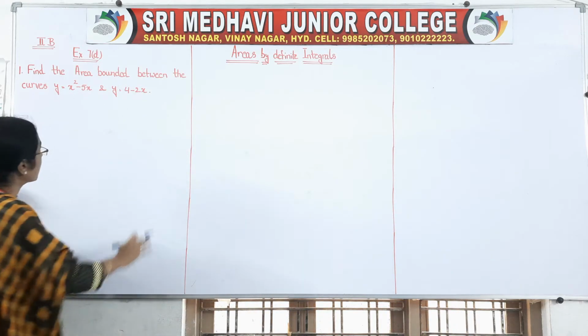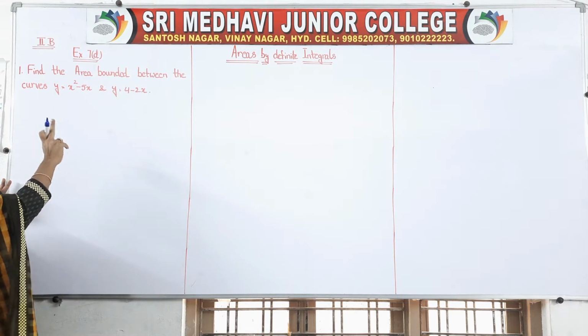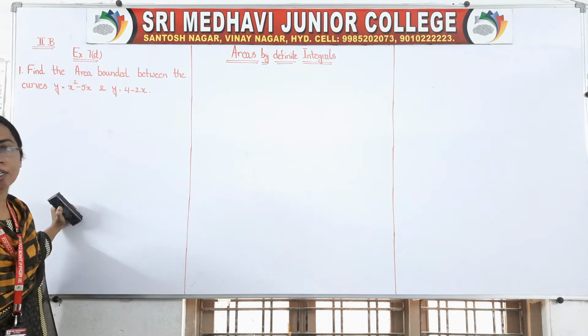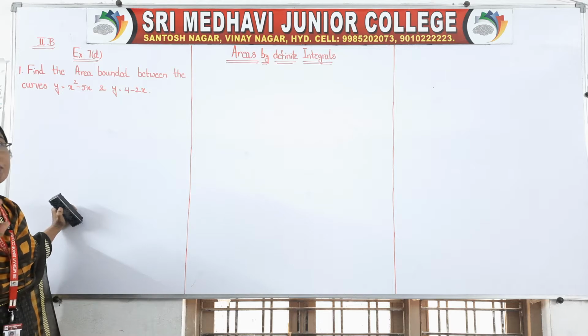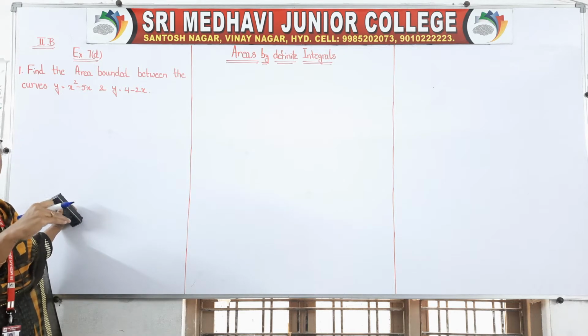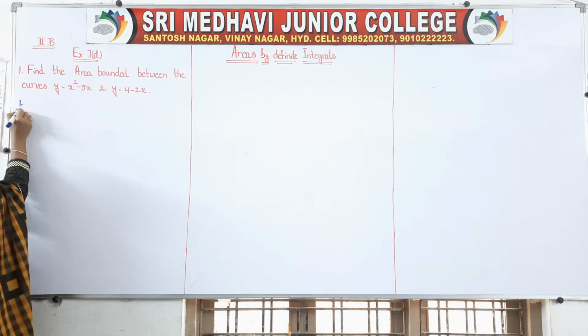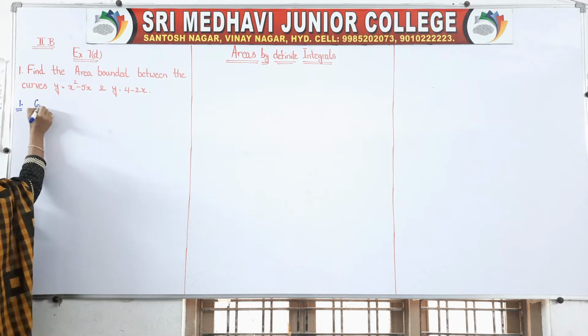So find the area bounded between the curves y is equal to x square minus 5x and y is equal to 4 minus 2x, are given to you. Okay, so bounds are not given, limits are not given. We have to find the limits of this one. So come on, first one. So given equations are, okay, given.